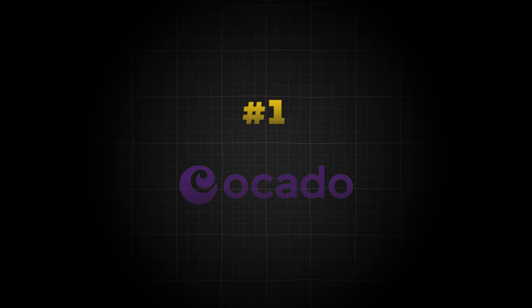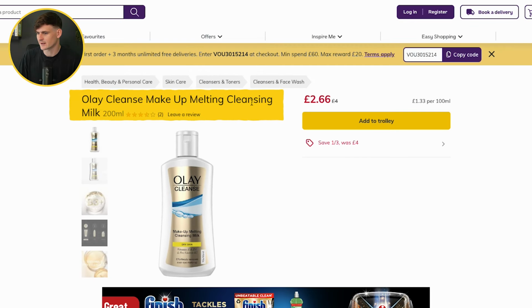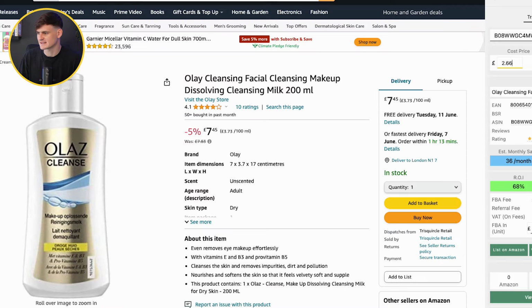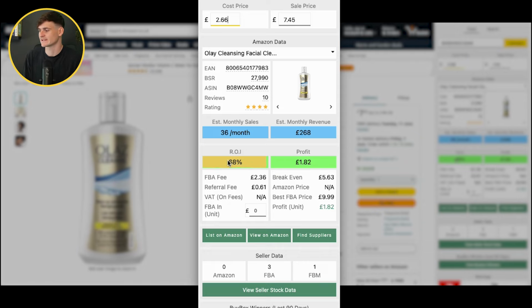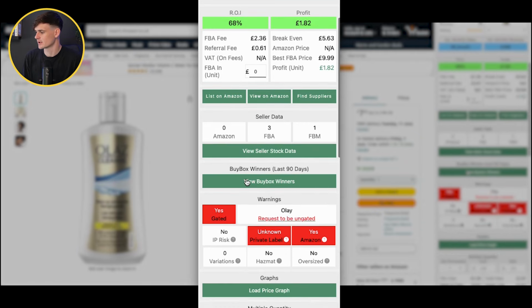So first product we have is from Ocado, and it's this Cleanse Makeup Cleansing Milk, which we can buy for £2.66. It sells on Amazon for £7.45. Now I won't go into too much detail about the other things we look at when analysing an FBA deal, but of course the first thing we're always checking is, is it selling for more than we can buy it for? So that's great. This one's making a 68% return on investment.